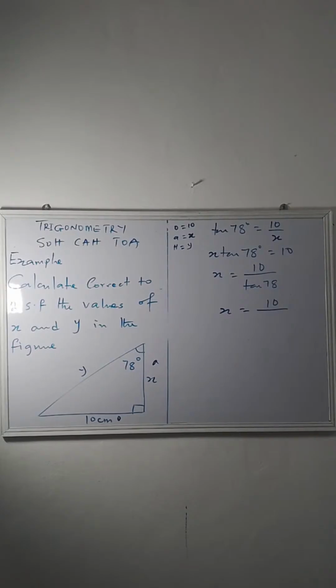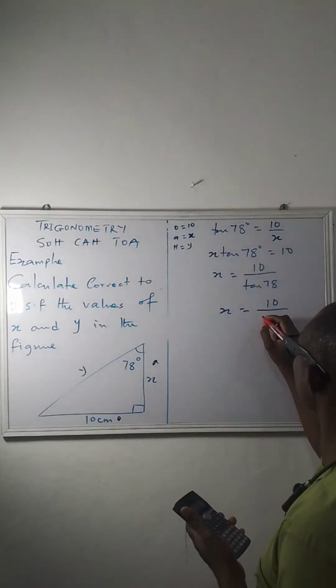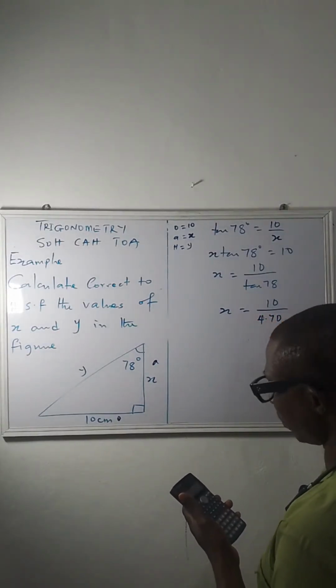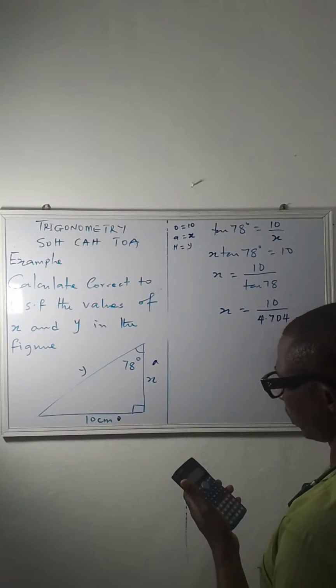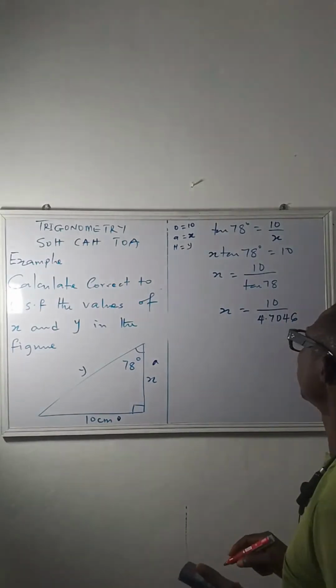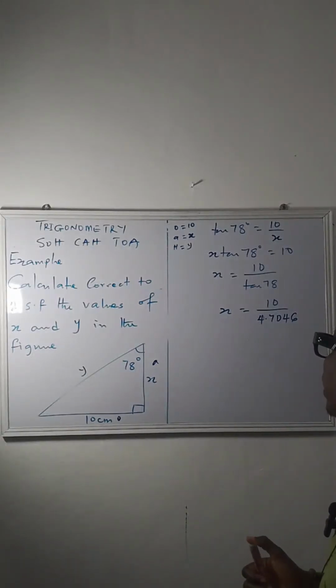Okay, yes, Omolara has dropped an answer. That's 4.704630. Okay, another person? Yes, tan 78 degrees. All right, I think we can move on. Let's move on because of our time. So now that is what we are going to have. You have 4.7046. That is tan 78.